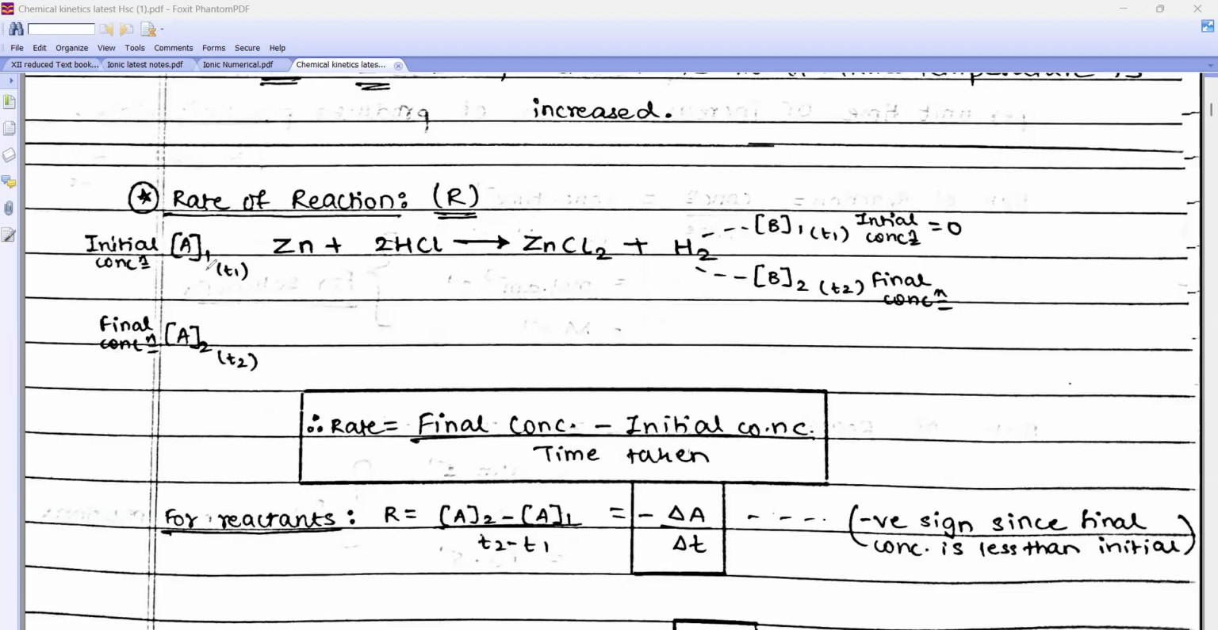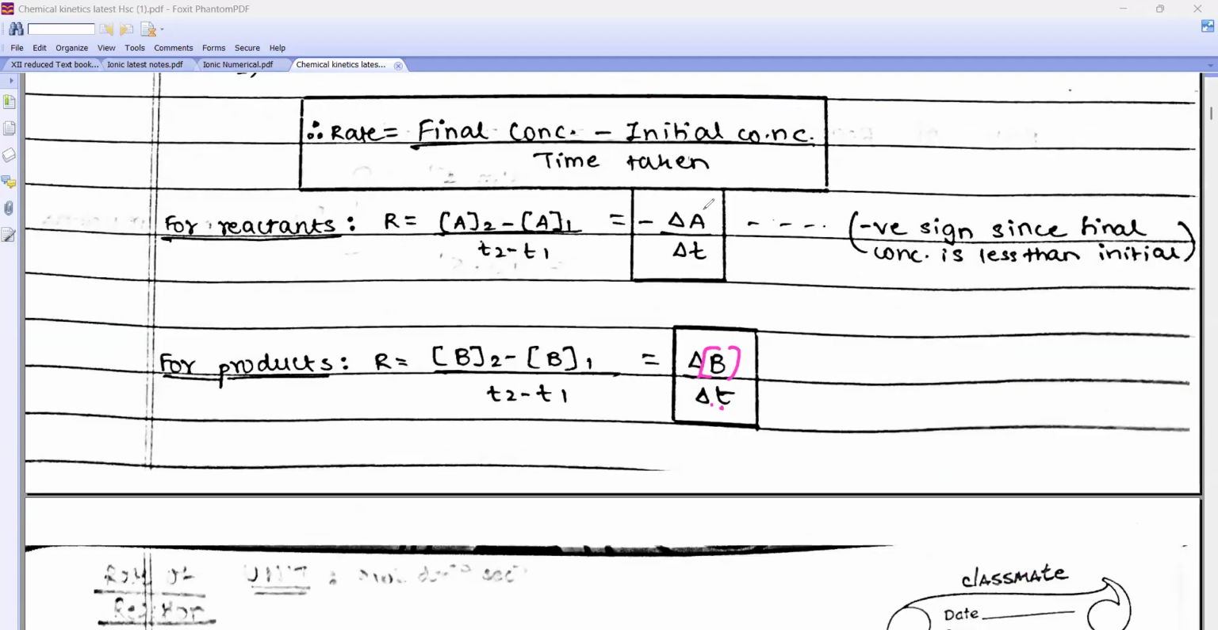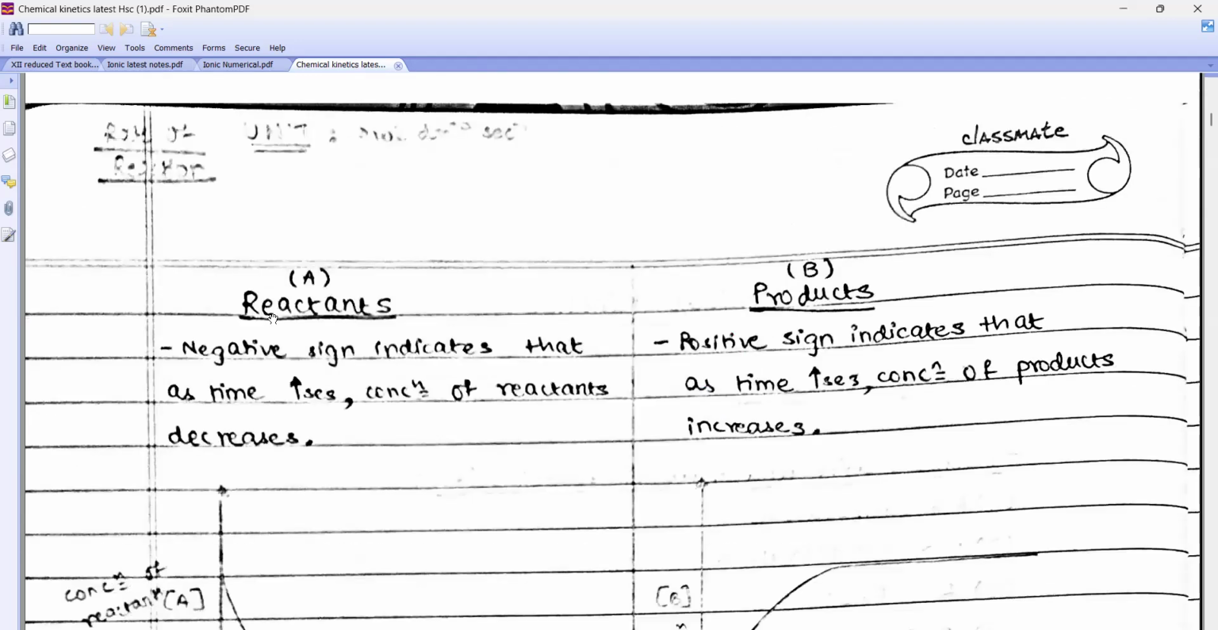Okay, A2 minus A1. Can you see this? This is in terms of reactant, and this was product. For reactant, why did I get a minus sign? For reactant, as time increases, concentration of reactant decreases. And for product, what did I get? Delta B by delta T. Are you getting it? What does the negative sign indicate for reactant? As time increases, concentration of reactant decreases. And for product, what does it indicate?